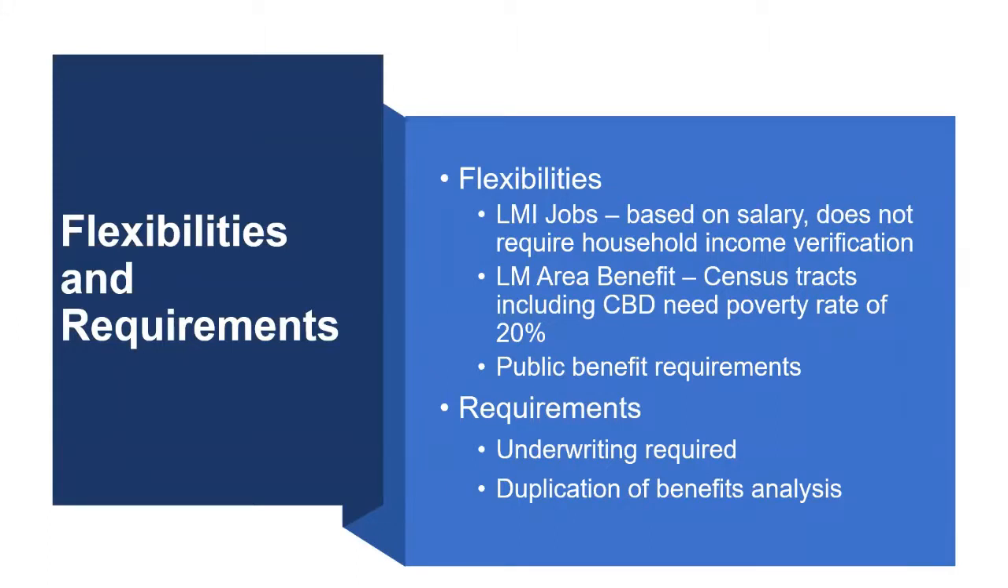There are no public benefit aggregate requirements, but $85,000 per job or $1,700 per individual in the service area. Well, there will also be, for business grant and loan programs, both the duplication of benefits, as we've already alluded to, and also underwriting requirements that HUD will impose.